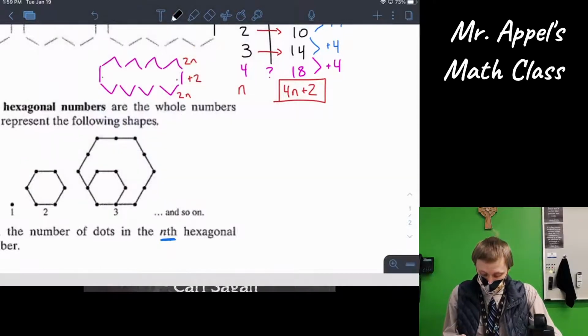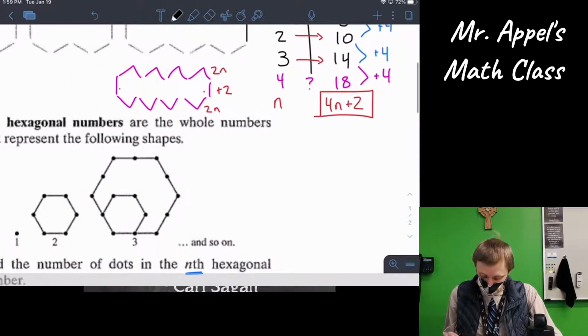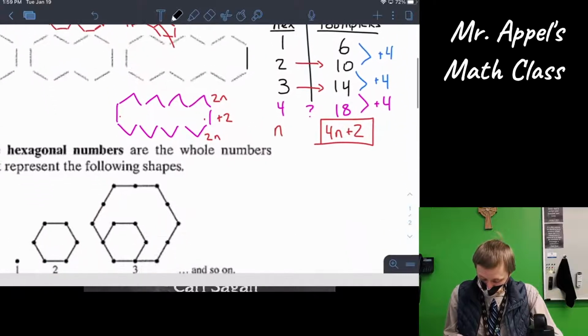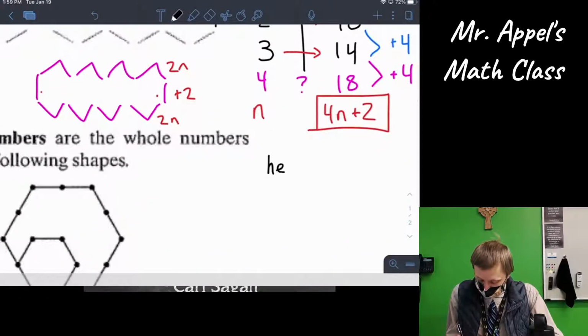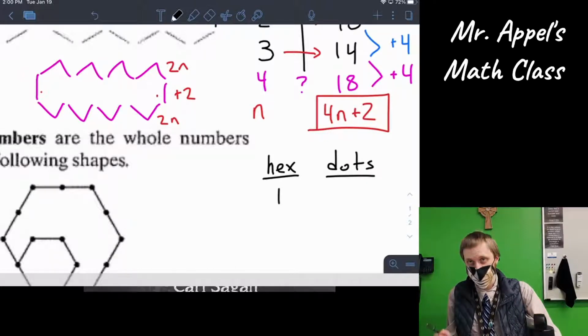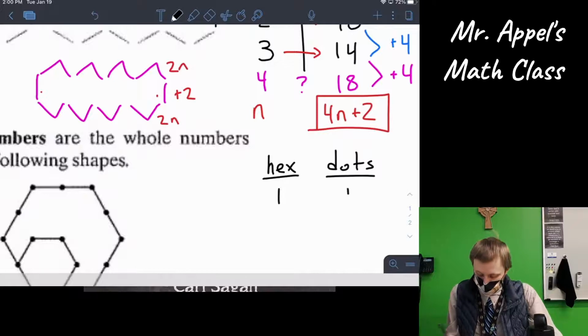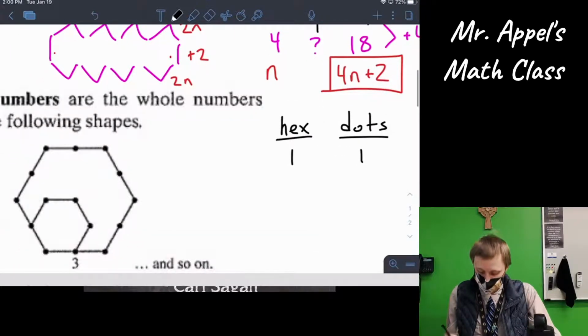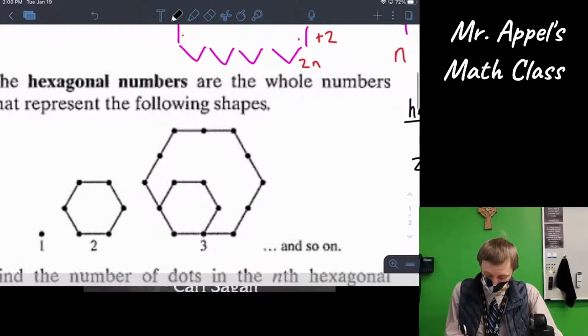Let's apply it here. So we'll start with a table of what we already know. For the hex number and the number of dots. To make that, the first so-called hexagon was only 1 dot. Okay, you got to start somewhere. Hex number 2 is the actual hexagon here.